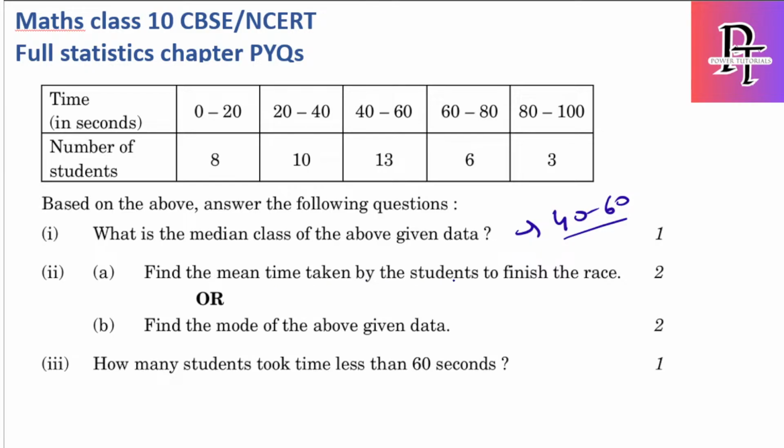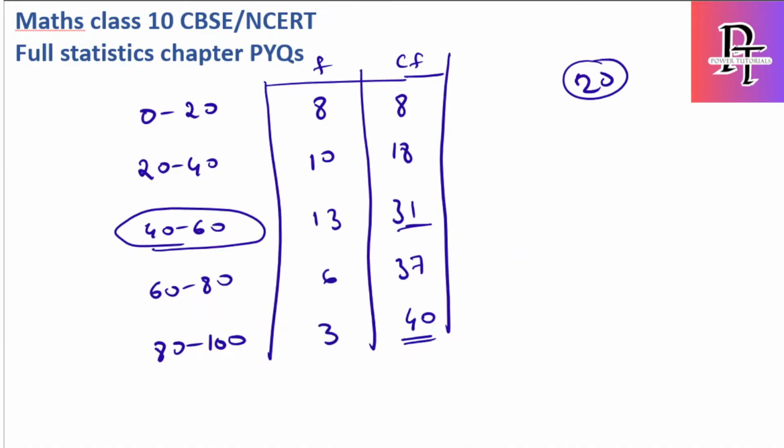Find the mean time taken by students to finish the class. Find the mode. Okay, we need to find mean as well as mode. So this cumulative frequency is not required. So I'll write it. For mode, not even the next part is important. So for mode, I will first find the mode, which is on the high frequency.